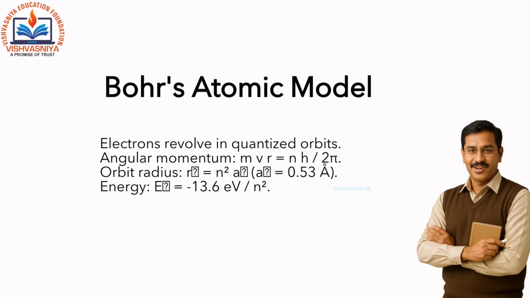Now let us look at Bohr's model of the hydrogen atom. He proposed that electrons revolve in quantized orbits and they do not radiate energy in those stable orbits. Angular momentum is quantized, m v r equals n h upon 2 pi. The radius of the nth orbit is r_n equals n square a naught, where a naught is 0.53 angstroms. The energy of the nth orbit is E_n equals minus 13.6 electron volt upon n square. Bohr's model explained hydrogen's spectral lines successfully.